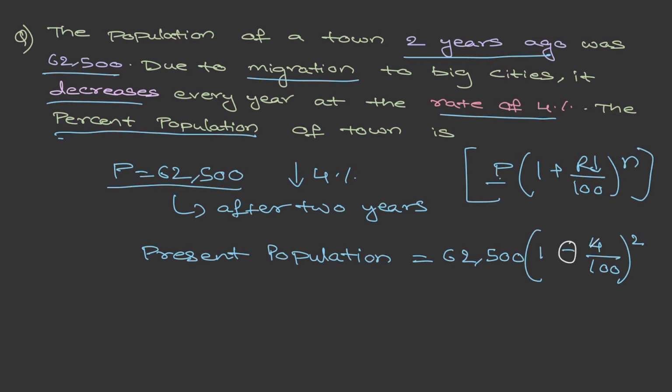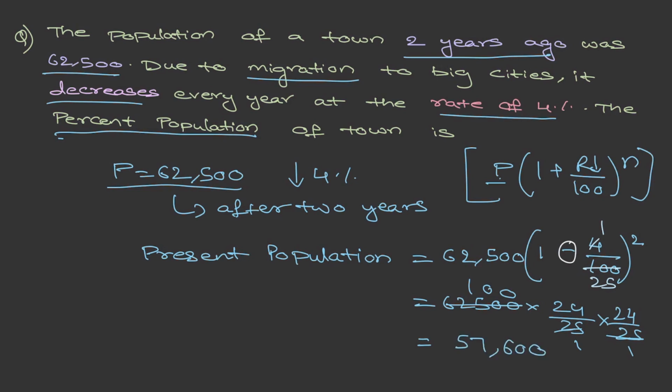On solving this, 4 ones are 4, 25s are 1, which is equal to 62,500 into 24 by 25 whole square, which can be written as 24 by 25 into 24 by 25. This gives us 57,600. As I said before, what if they give varying rates?